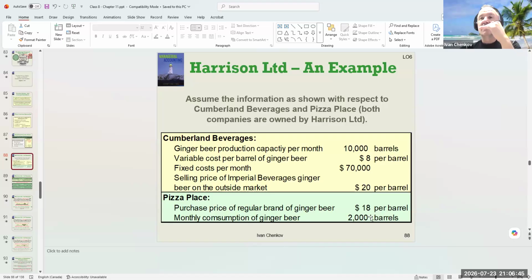For transfer pricing to exist and happen, the lowest price will be $8 if they're not losing any capacity, and the highest will be $18. Anywhere in between, there might be a transfer.